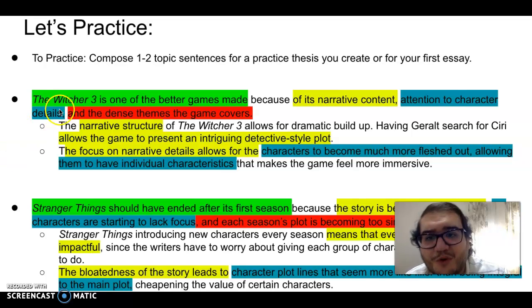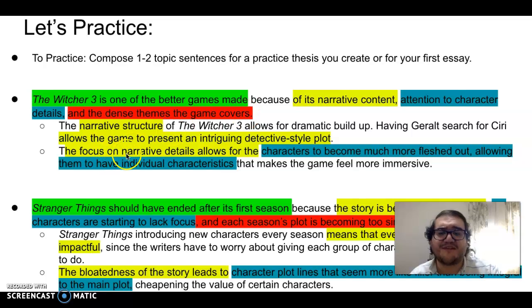All right, let's go over the color coding format. The green portion is my claim, the yellow is my reason A, the blue is my reason B, and the red is my reason C. So the narrative structure, here's my reason A. This is why this is my first topic sentence, right? Because it's expanding upon my reason A.